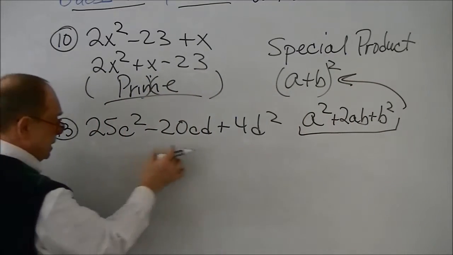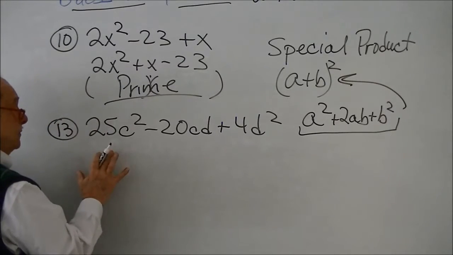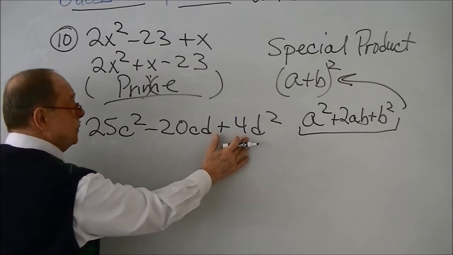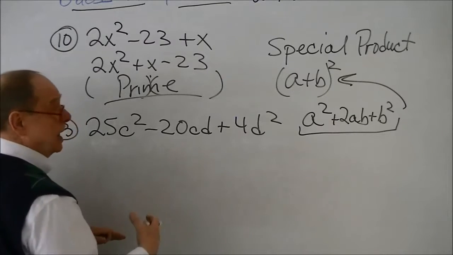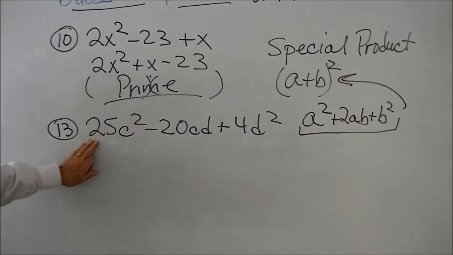This is a perfect square, this is a perfect square. We take the square root of 25, we get 5. Square root of 4, we get 2. 2 times 5 is 10. Double it, we get 20. Yes, this is a perfect square trinomial.